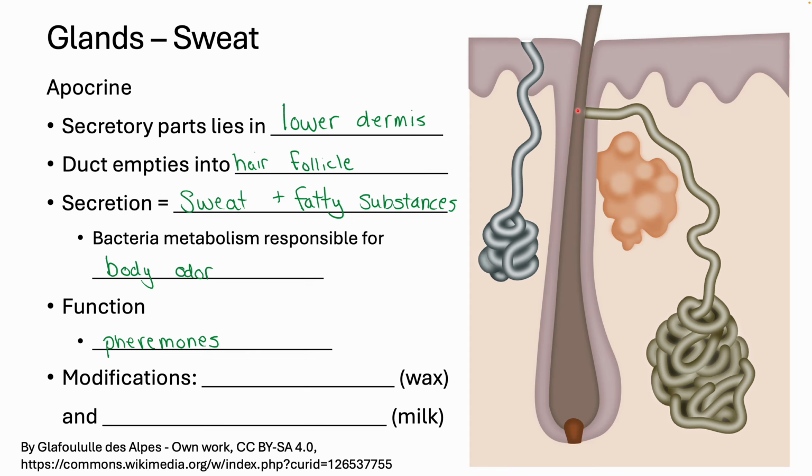Modifications of these glands include ceruminous glands. Ceruminous glands are going to be the wax glands in our ears that help protect the ear. It mixes with sebum ultimately to produce cerumen, which is your earwax. And then the other modification is going to be mammary glands that ultimately are going to secrete milk.